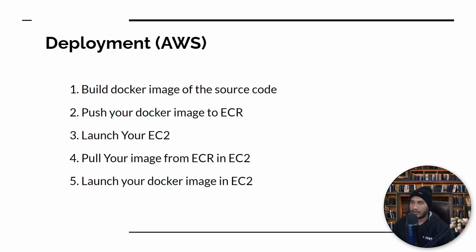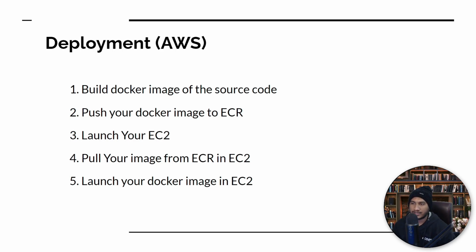First of all, we'll be deploying this project to the AWS cloud, Amazon Web Services. First we'll build the Docker image of our source code. Then we'll push this Docker image to ECR. Here I'm going to use one service called ECR, that means Elastic Container Registry. After that I will launch one EC2 machine. If you don't know, EC2 is a virtual machine.